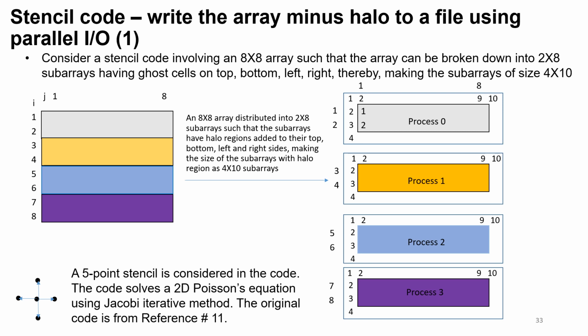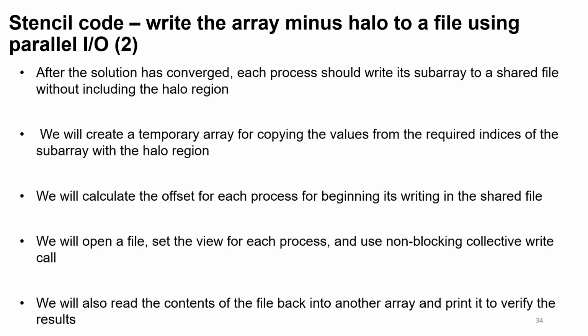The original code for this example is obtained from John Burkardt's website from Florida State University. To elaborate further, after the solution has converged, each process should write its subarray to a shared file without including the halo region. Halo region is the extra rows and columns that are created around our subarrays for facilitating the exchange of cells in stencil code.